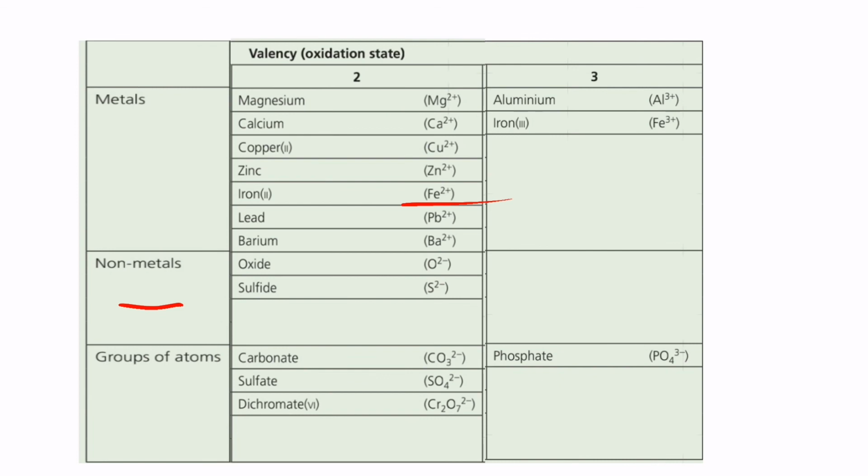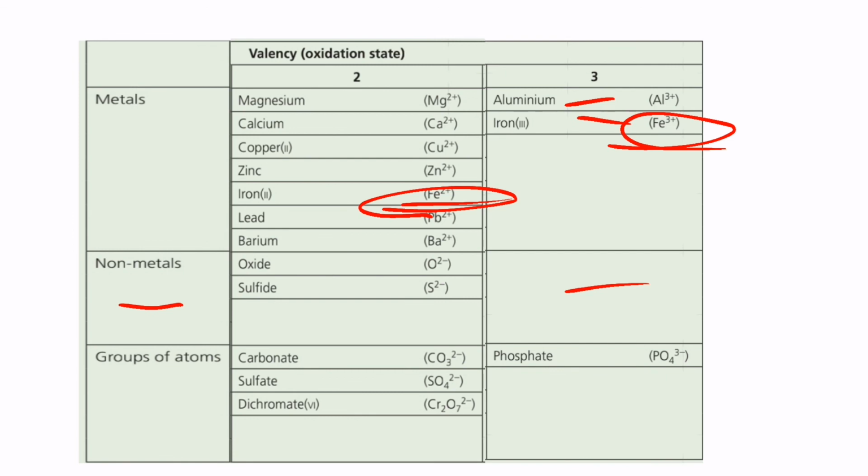Then some have got the valence of 3: aluminium 3+, iron. So you see iron comes in different forms. We have iron 2+, and we have also higher iron in 3+. We do not have an example of these ones here, but we have an example where there is a group of atoms that has got 3−. So that one is what? Phosphate.